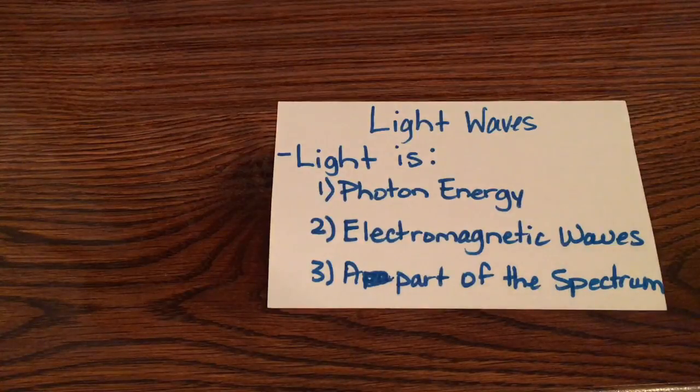Light is a part of the electromagnetic spectrum, so it is an electromagnetic wave. And it's in the spectrum in the area between infrared and ultraviolet. So on your project, I asked you to identify where certain waves were. Visible light is going to be identified on the spectrum in between the infrared and ultraviolet section of the spectrum.